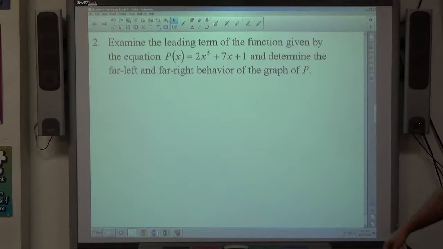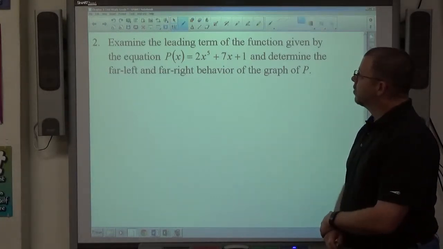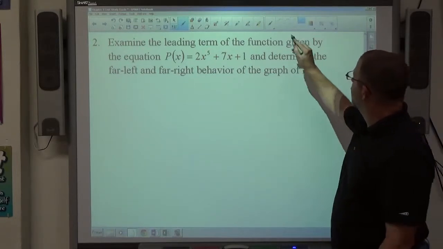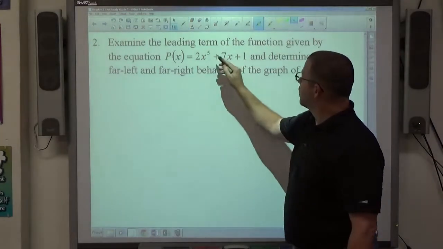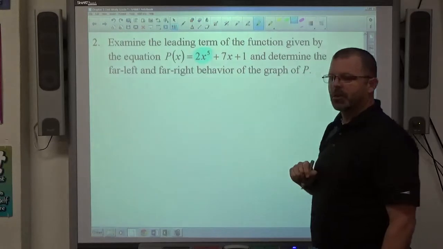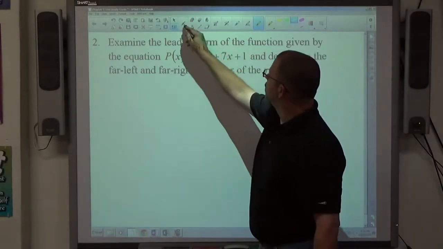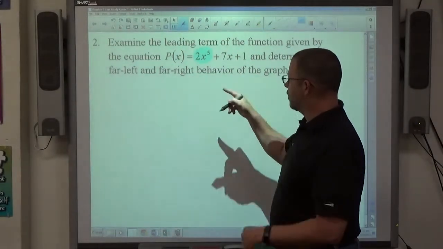Number 2, examine the leading term of the function given by the equation p of x equals 2x to the fifth plus 7x plus 1, and determine the far left, far right behavior of the graph of p. If you recall this, the leading term is the highest power term. It's not always the first term, but as you can see, the first term in this case also is the highest power term.